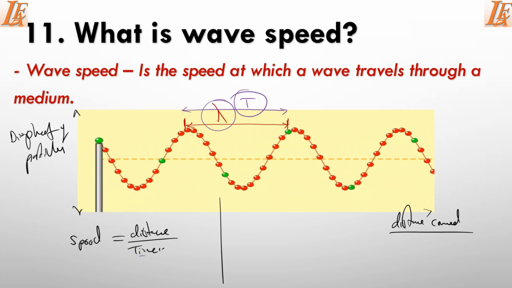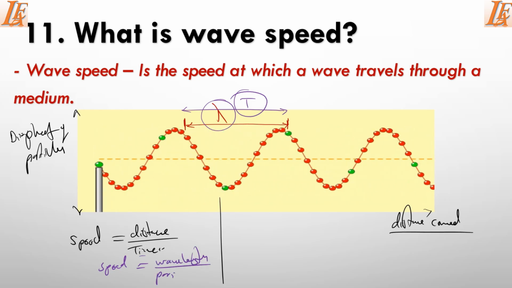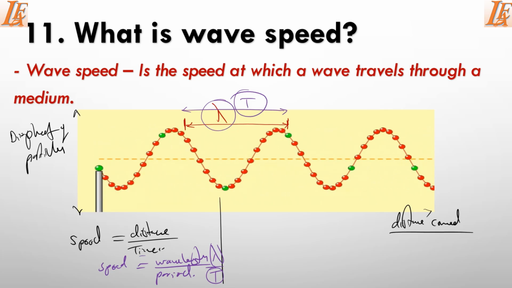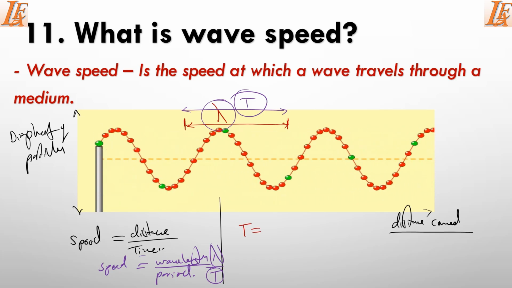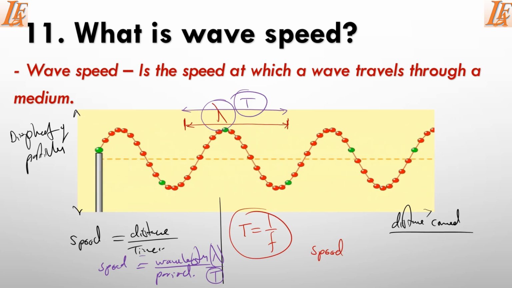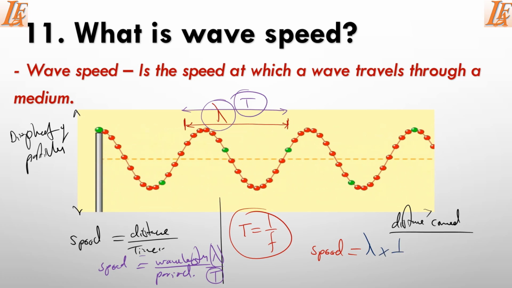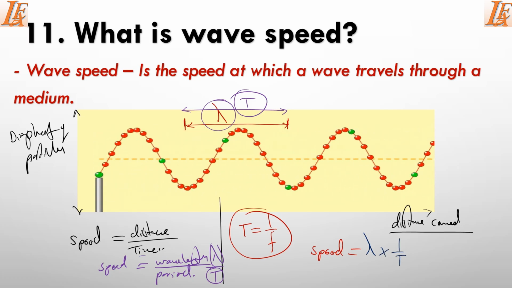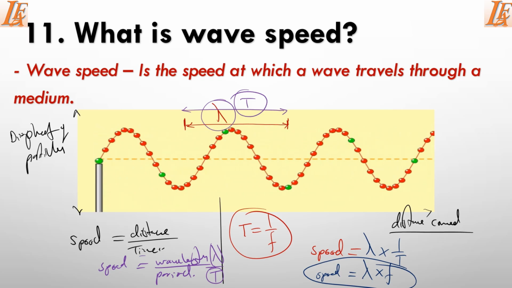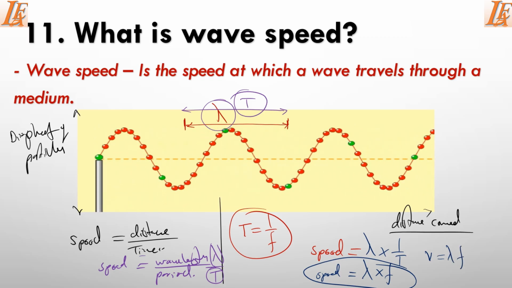Therefore, wave speed can be obtained by wavelength divided by period, that is periodic time. Wavelength is given by lambda, while periodic time is given by capital T. But also remember, we have said periodic time T is the reciprocal of frequency. So if you know the frequency, you can get the speed of a wave as the wavelength lambda times 1 over periodic time. 1 over periodic time is f, therefore the speed of a wave can be obtained by lambda times frequency. And that's what we call the wave equation, where v, the wave speed, is equal to lambda times frequency. That is the wave equation.